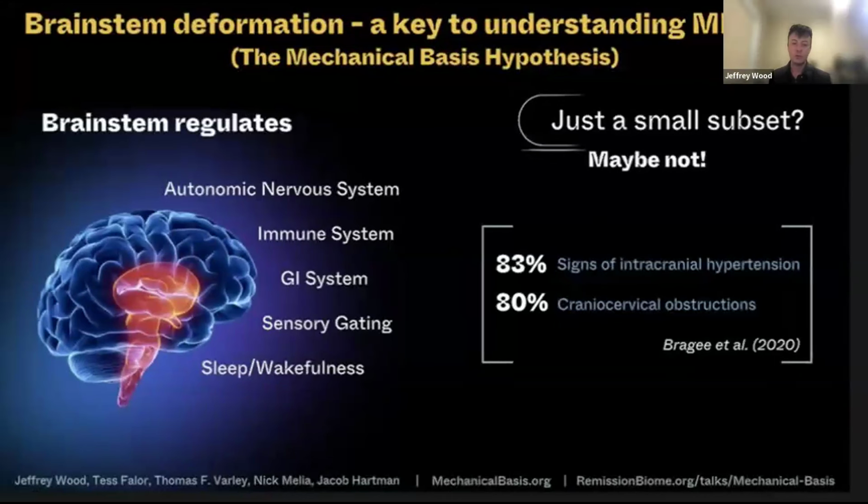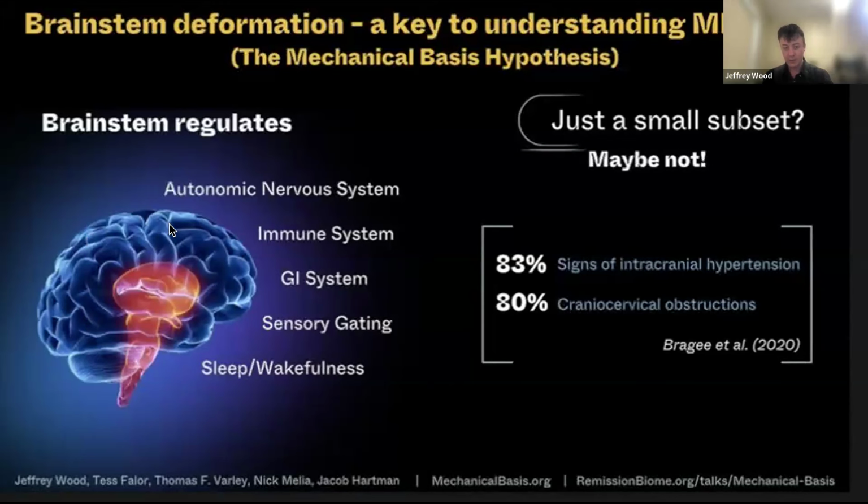Okay, so this is the mechanical basis hypothesis. I know you guys have all heard of it. I'll just do it the way I presented it at Ron's meeting. The idea here is that the symptoms of ME/CFS are essentially consistent with brainstem pathology, because if you see all these systems here, all of them are governed by the brainstem, and all of them are dysregulated in ME/CFS.